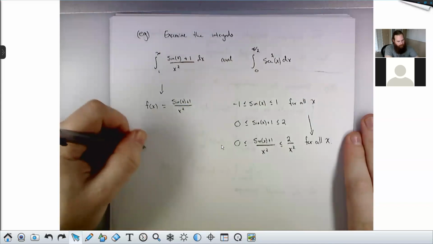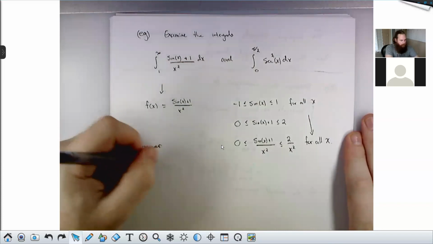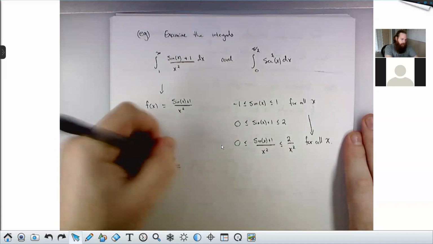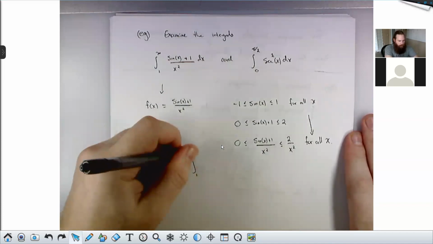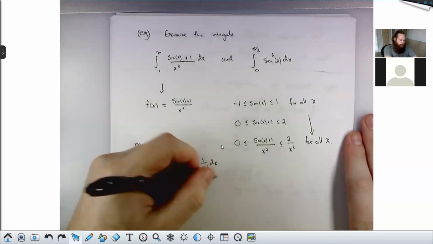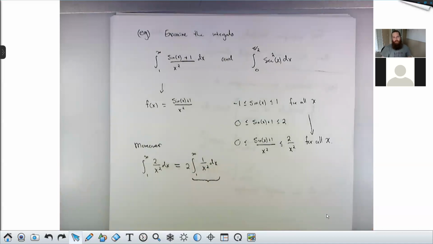Moreover, the integral from 1 to infinity of 2 over x squared dx is 2 times the integral from 1 to infinity of 1 over x squared dx. And this has a special name. What kind of integral is that? Yeah, it's similar to the squeeze theorem. Remember, I'm going to be leaning on our comparison theorem for improper integrals, which is a consequence really of the squeeze theorem.